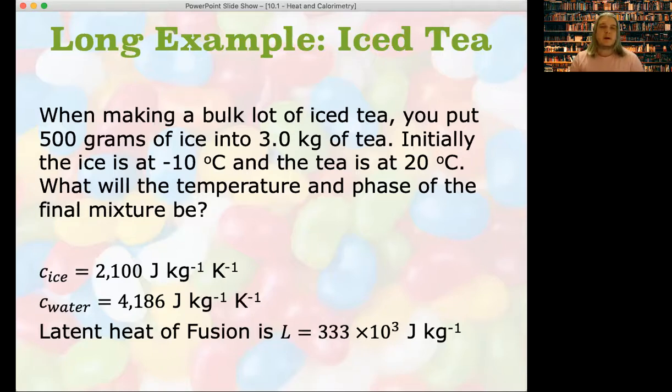Are we going to end up partway through a phase change with a mixture of ice and water? Is it going to be all tea? Is it going to be all liquid? Is it going to be all solid? What's going to happen? And we've been given some values.